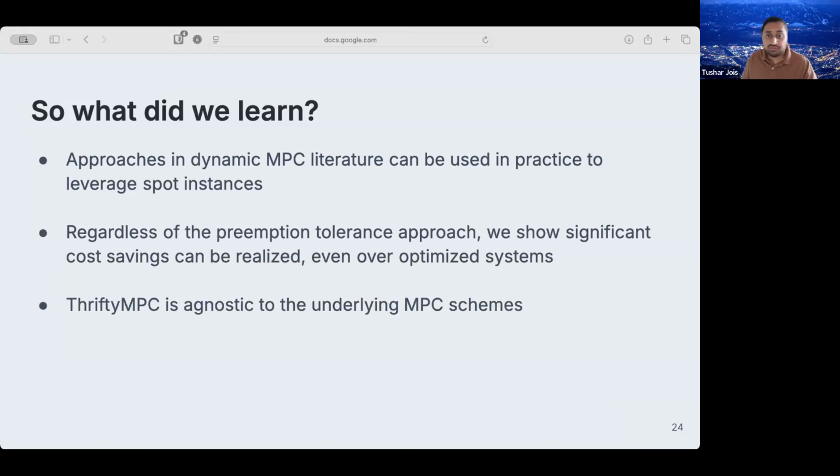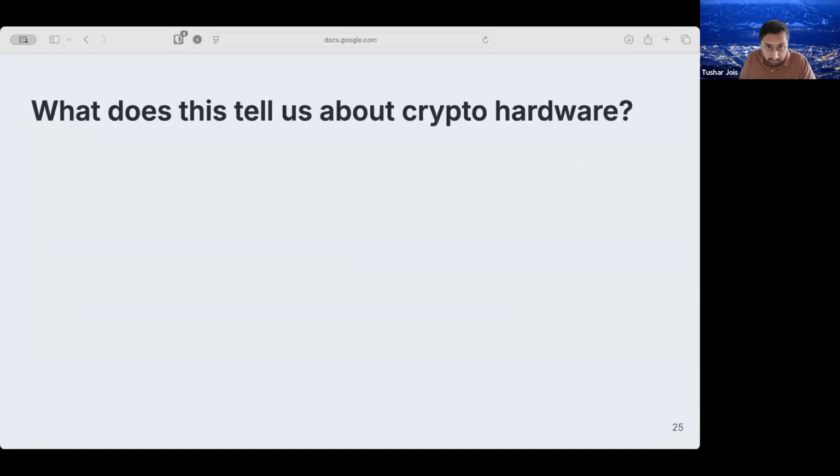And finally, ThriftyMPC is really agnostic to the underlying MPC scheme. I want to point out that we built our system and wrote a lot of it mostly because dynamic MPC hasn't been studied in practice. But we can imagine if we had all of the prior knowledge of optimizations of MP-SPDZ integrated with these preemption tolerance mechanisms, we could achieve some serious cost savings. So it's really just a framework, a way of thinking about fault tolerance for MPC. So what does this tell us about cryptographic hardware?